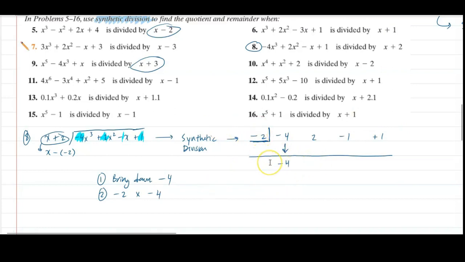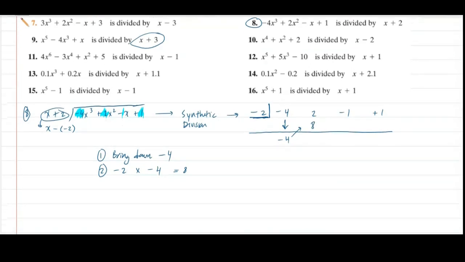And when you do that, you end up with a positive 8. Now, where does that positive 8 go? I'm going to make an arrow for you. The positive 8 goes right over here. And you're done with the first iteration of the algorithm. Now you're going to start the process all over again.